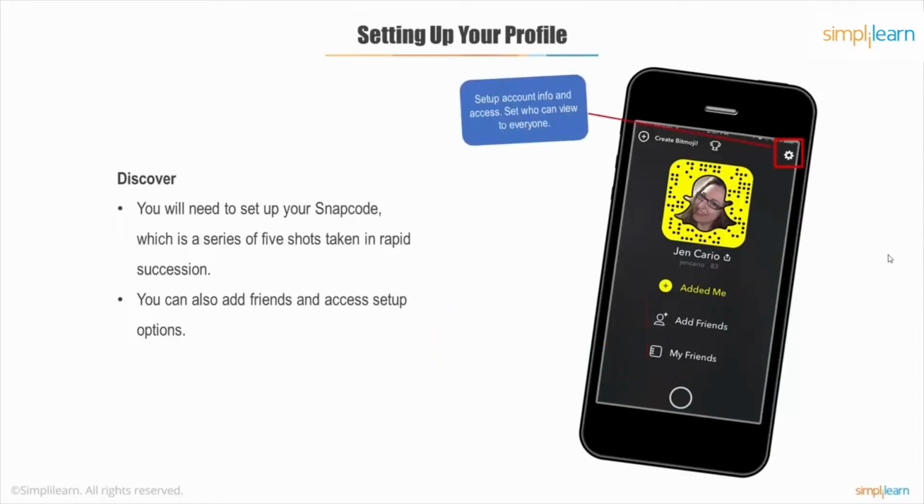Now up in the top right corner, that's where the setup account info is. That's where you're going to go in to be able to set who can view. In general, you want to set who can view to everyone, because that's going to give people not the ability to see all of your content, but the ability to see that you're there and that you exist so that they can choose to follow you.